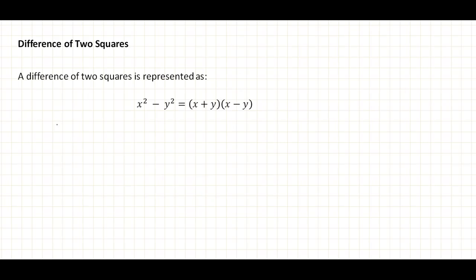The difference of two squares: if I have x squared minus y squared, always remember that these are going to be perfect squares, it's the same as x plus y multiplied by x minus y.